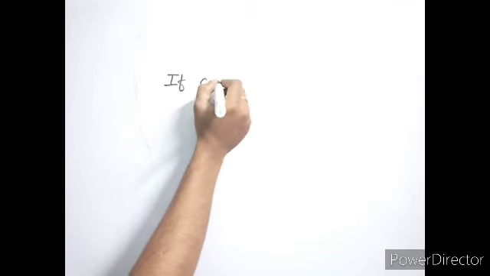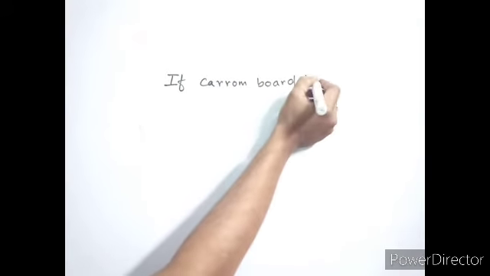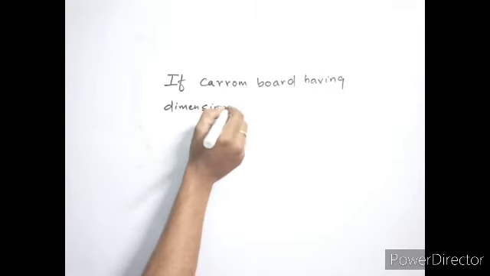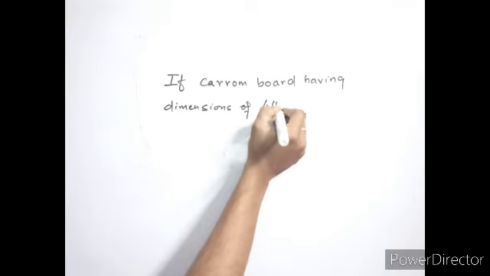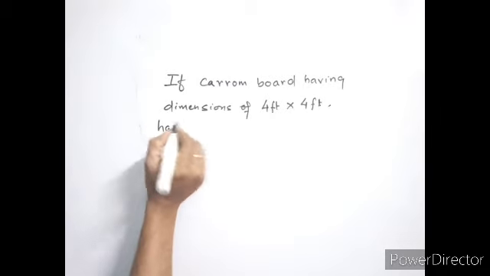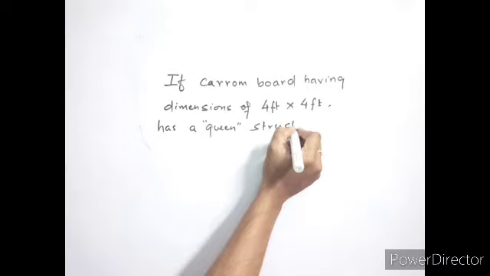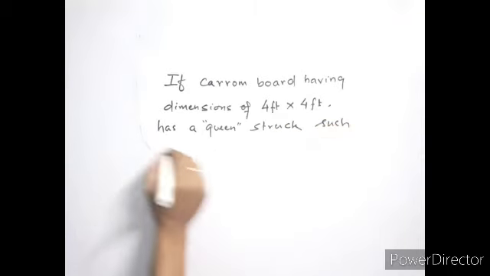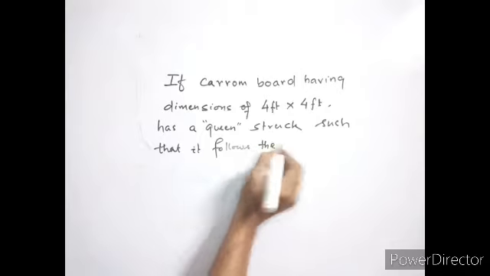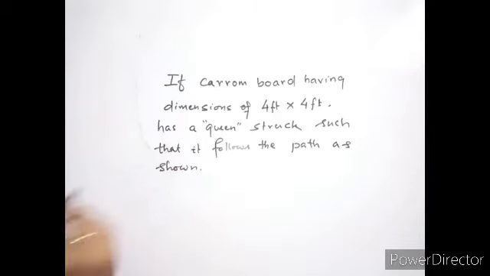If a carom board has the dimensions of 4 feet by 4 feet, length by breadth, and it has the queen to be struck such that it follows the path as shown. We'll be having a figure over here.